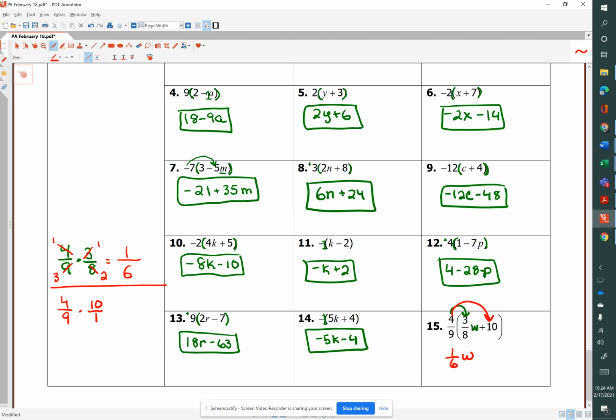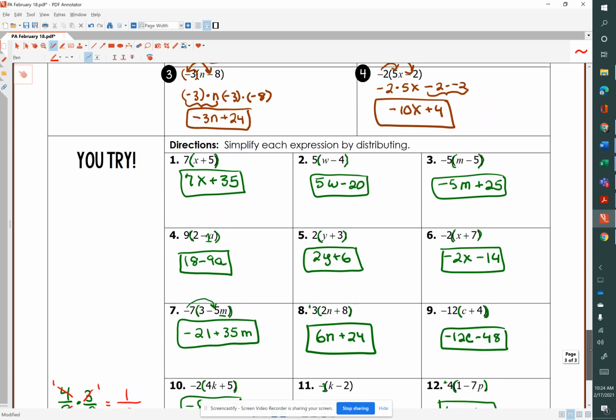Now we have 4/9 times 10, second part of our distribution. And we can think of that as 10 over 1. So there's nothing I can really do to simplify that. So 4 times 10 is 40. 9 times 1 is 9. We'll leave it as an improper fraction. They're both positive, so that would be a positive 40 over 9. And 1/6 w plus 40 over 9 is our final answer.